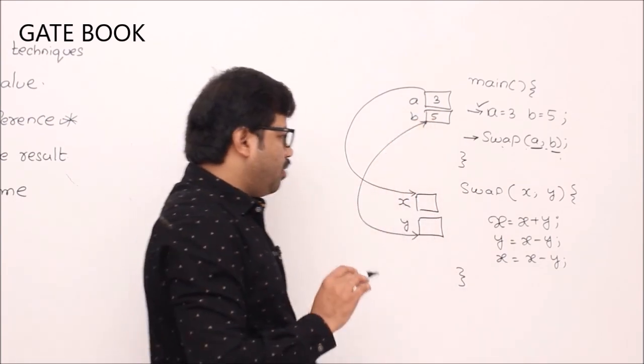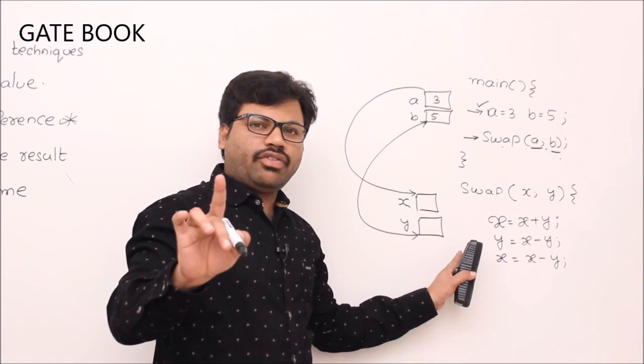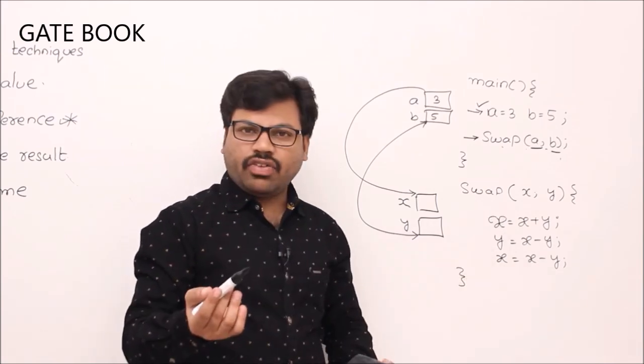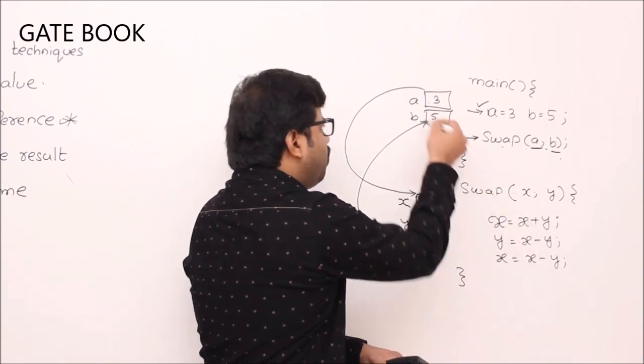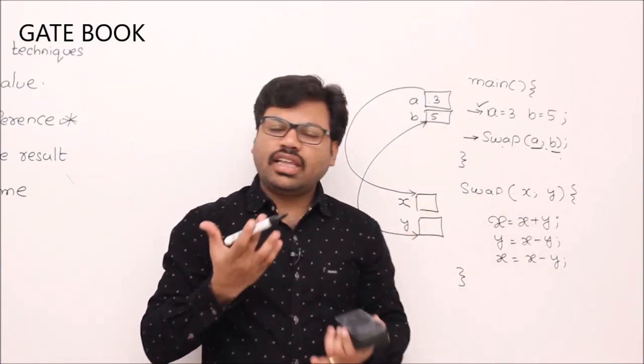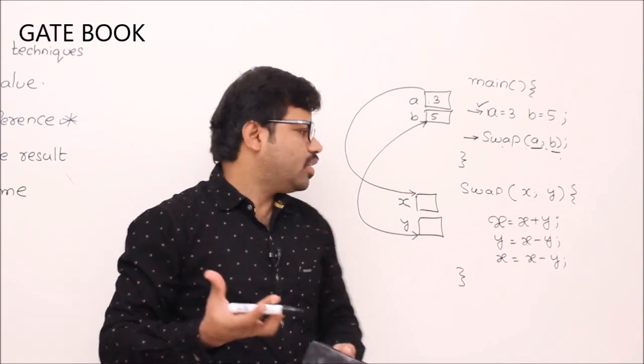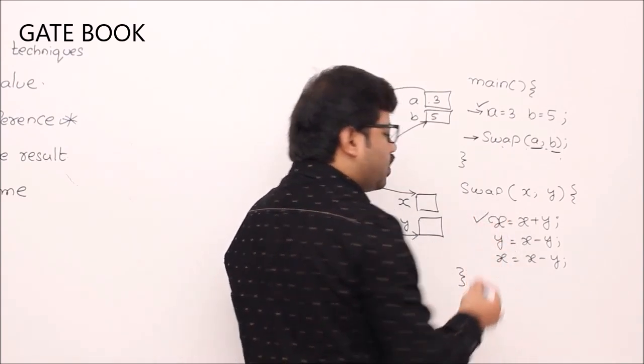Now remember one thing, if you implement call by reference, whenever a variable x is modified, then please modify a, and whenever y is modified, please modify b. This is the theoretical idea behind call by reference. Okay, let's do it. x equal to x plus y.